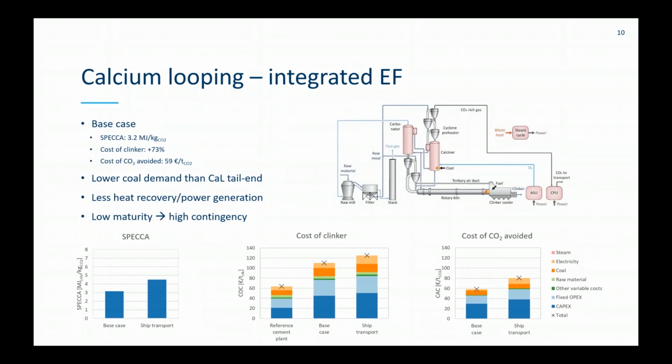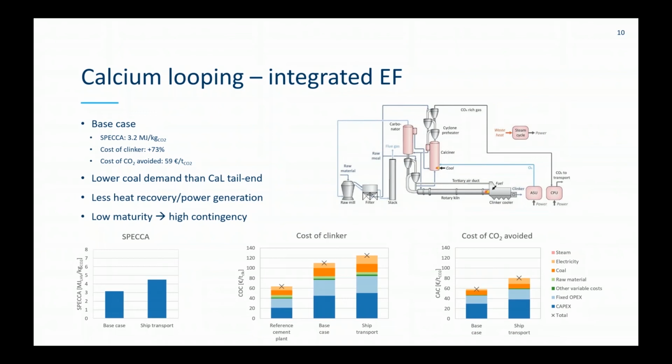And oxygen is required and supplied from an air separation unit, which needs power to operate. We also need power in the CO2 purification unit and some little power in the core calcium looping process itself. But again, as for the tail end configuration, we produce quite a lot of power in the steam cycle here that utilizes the waste heat from the process. And here we looked at 2 cases, the base case and ship transport.